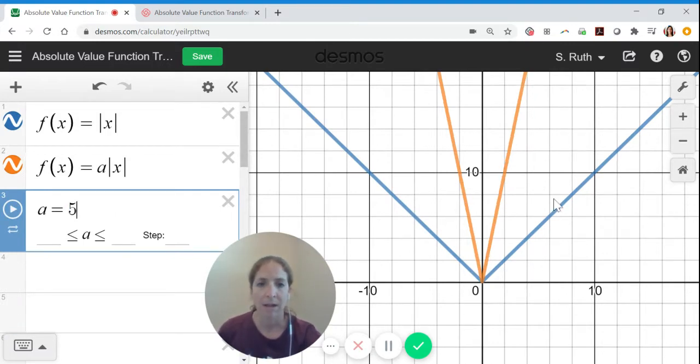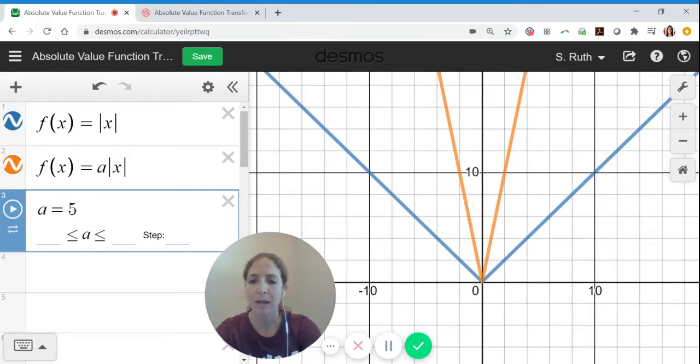And we can see relative to the blue base graph, this new orange graph is narrower. So far we've determined that when A is greater than 1, the graph will appear narrower than the base graph.